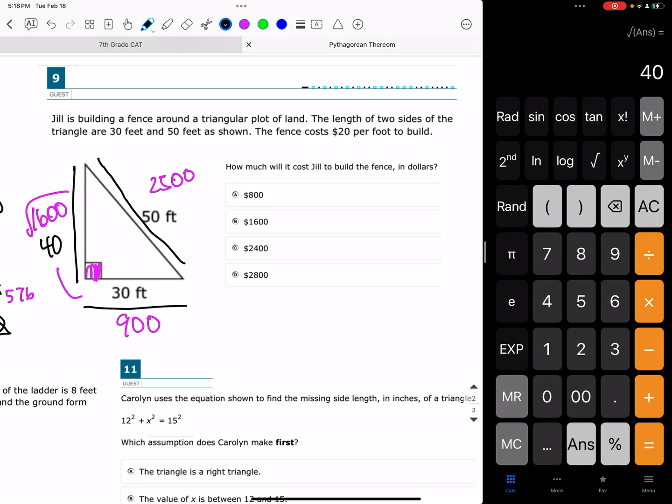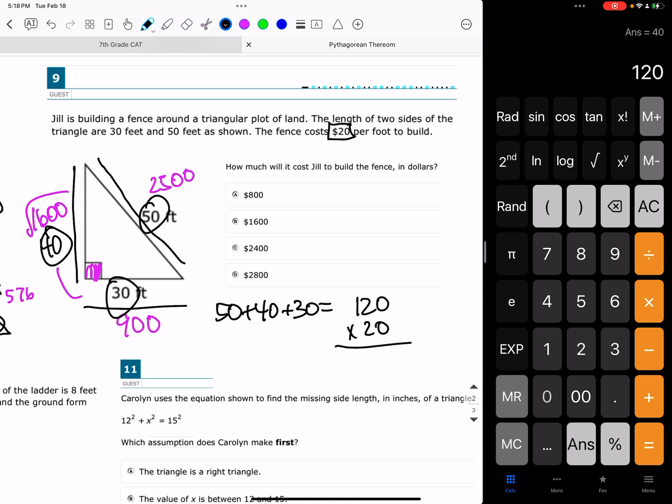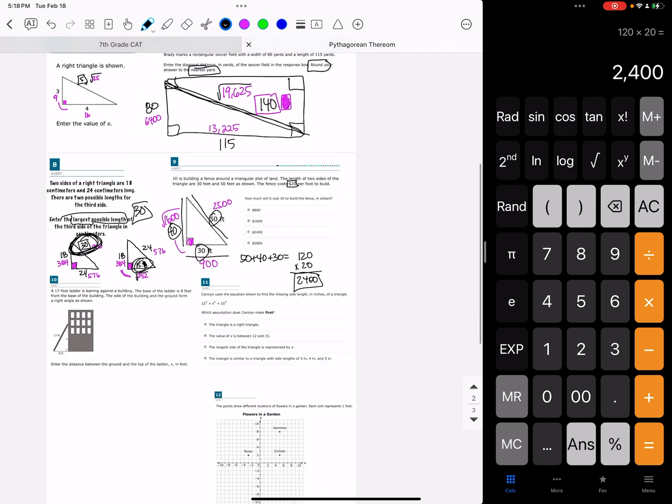So this side's 40. All right, so we have a 50, a 40, and a 30-foot fence. So 50 plus 40 plus 30, she needs 120 feet of fencing. But the fence costs $20 per foot. So 120 times 20 is $2,400. So this was exactly the same problem as the practice.